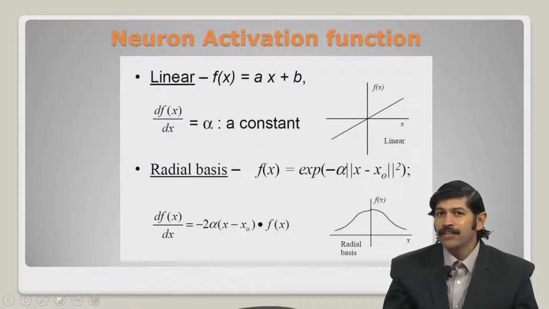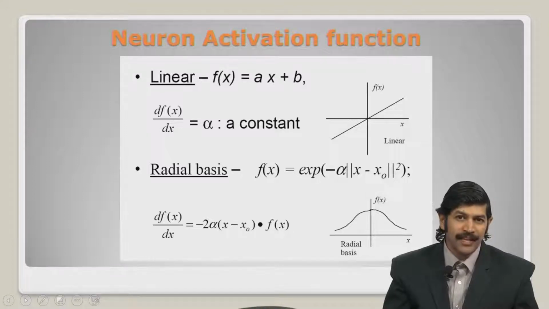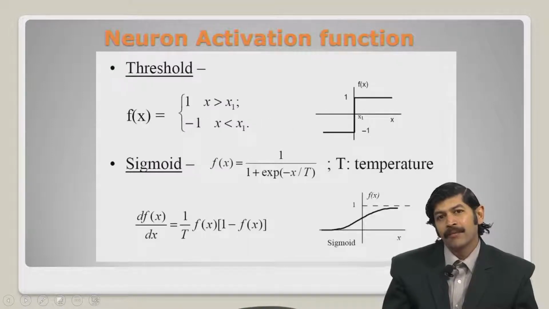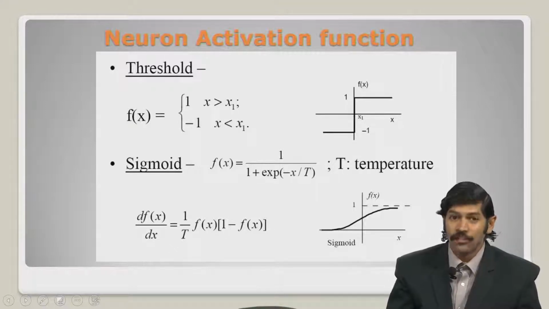Radial basis function is a very complex kind of activation function, and we are going to study radial basis function neural networks, and at that time probably will expose our viewers to the concept of radial basis. But to begin with, we are going to make use of these two activation functions a lot.